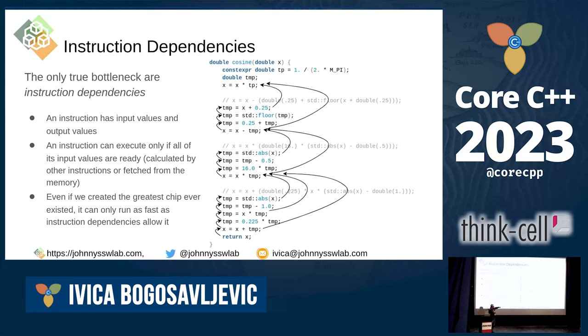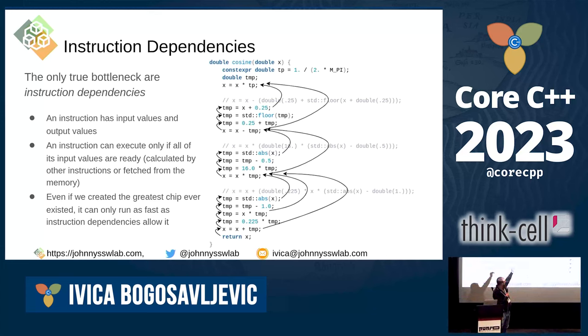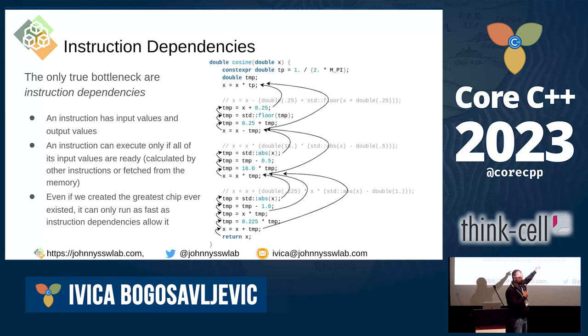Now on the right you see some code. This is code that computes cosine. If you look at it, it has one statement after another. The arrows represent dependencies. You don't have to analyze this code in depth; it just calculates cosine. But there are dependencies, and the dependencies go back.